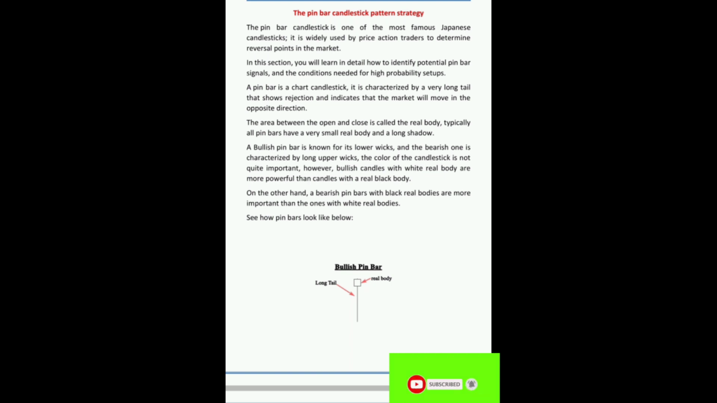A pin bar is a chart candlestick characterized by a very long tail that shows rejection and indicates that the market will move in the opposite direction. The area between the open and close is called the real body. Typically all pin bars have a very small real body and a long shadow. A bullish pin bar is known for its long lower wick, and the bearish one is characterized by a long upper wick. The color of the candlestick is not quite important. However, bullish candles with a white real body are more powerful than candles with a black real body. On the other hand, bearish pin bars with black real bodies are more important than the ones with white real bodies. See how pin bars look below.